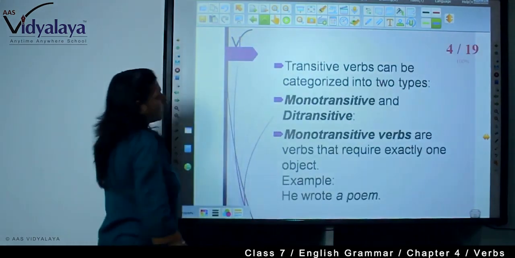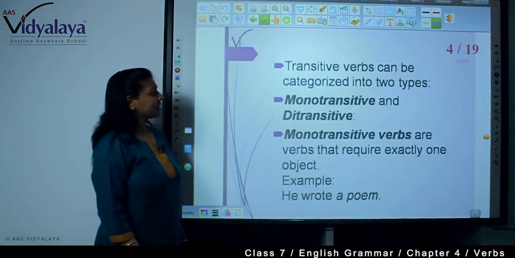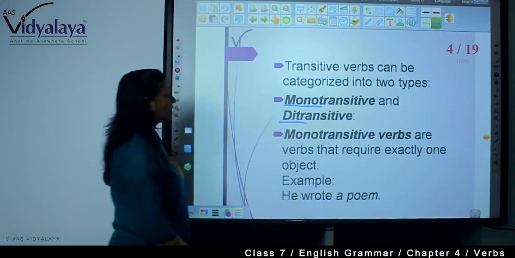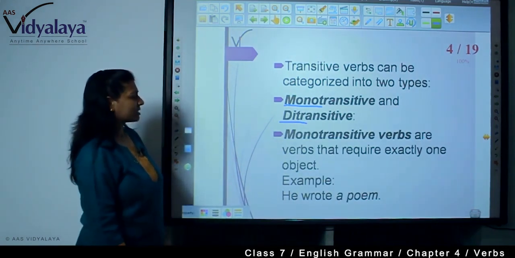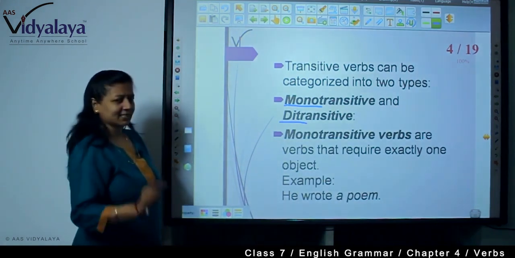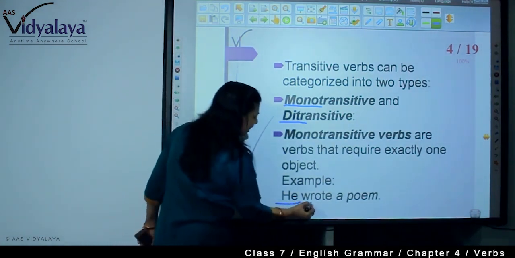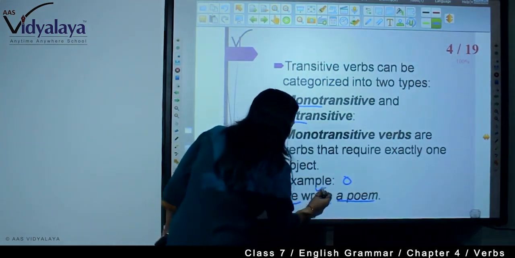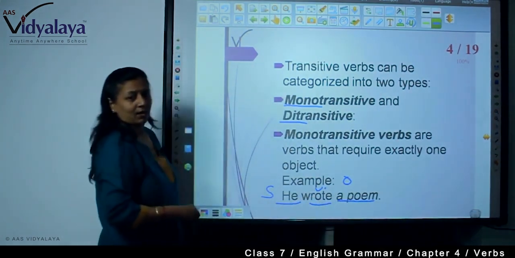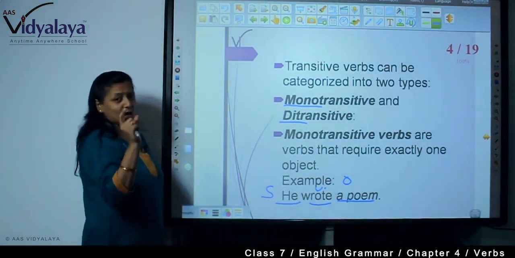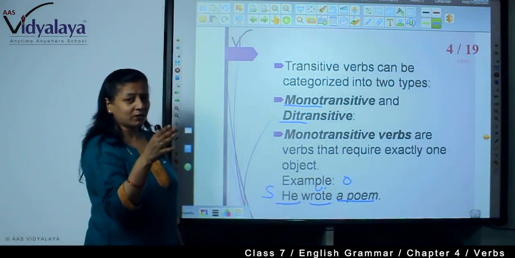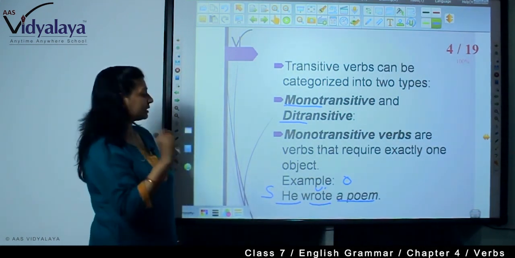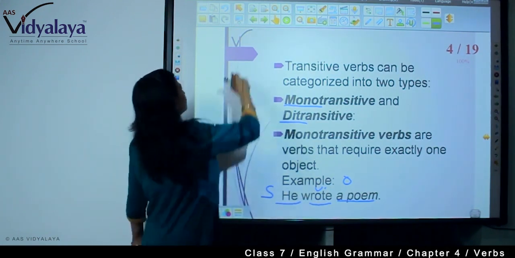Now, next. Transitive verbs can be categorized into two types. First is mono and second is di. Mono means one. Monotransitive verbs are verbs that require exactly one object. For example, he wrote what? A poem. So, this is an object, this is the verb and this is the subject. As I have said, to find the object, you need to ask after the verb who or what. He wrote what? A poem. So, this is transitive, monotransitive.